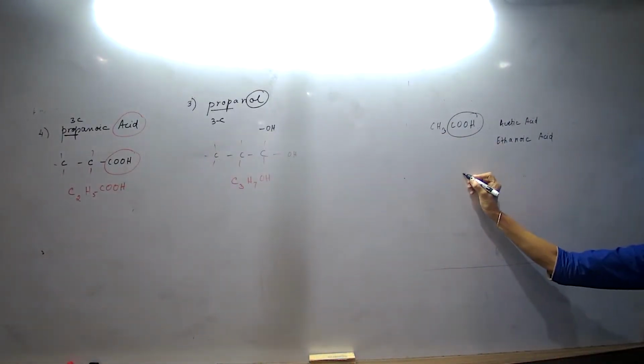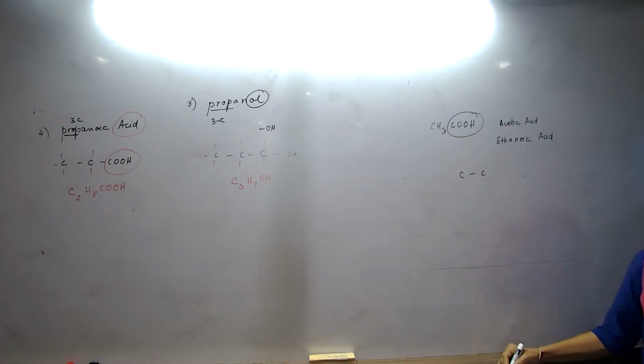So we have got only 2 carbons. Correct? Harshit, you're looking so dull today. What happened? You're understanding, no? Can you show the COOH properly? Expand that further. Yes, correct.